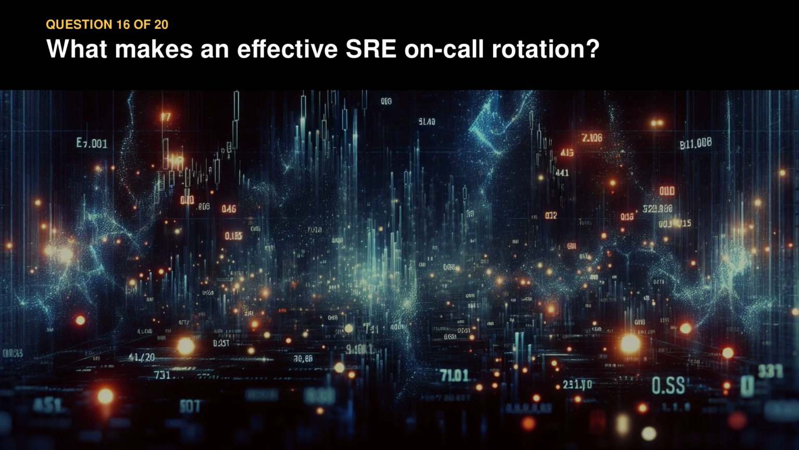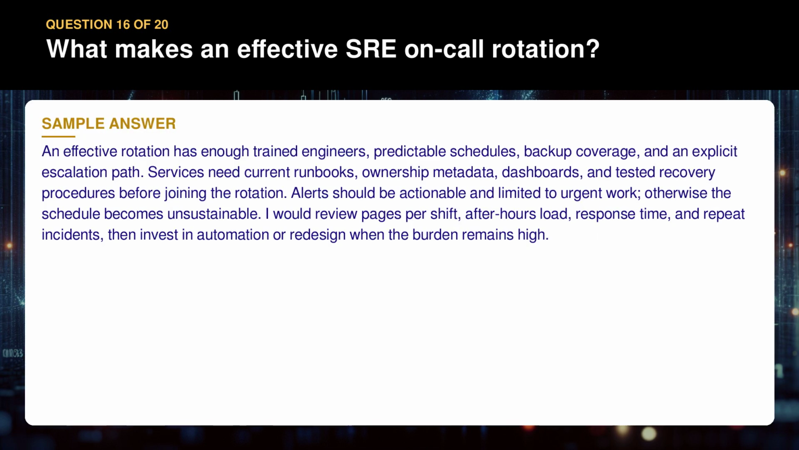Question 16. What makes an effective SRE on-call rotation? An effective rotation has enough trained engineers, predictable schedules, backup coverage, and an explicit escalation path. Services need current runbooks, ownership metadata, dashboards, and tested recovery procedures before joining the rotation. Alerts should be actionable and limited to urgent work, otherwise the schedule becomes unsustainable.